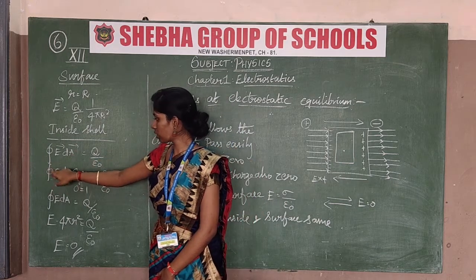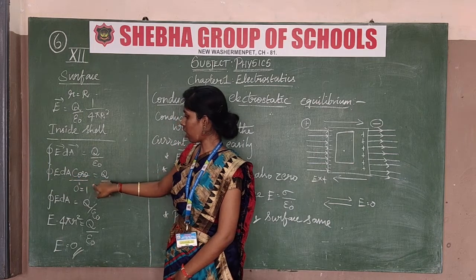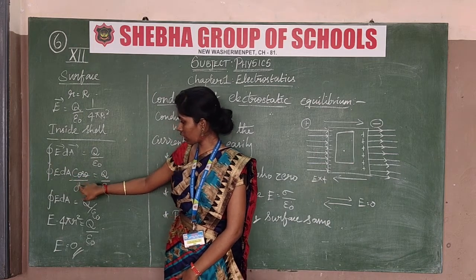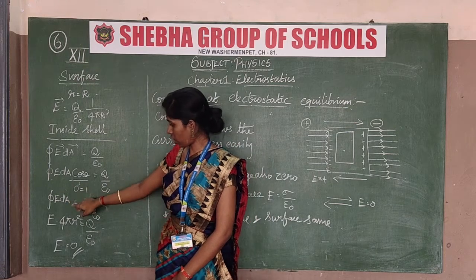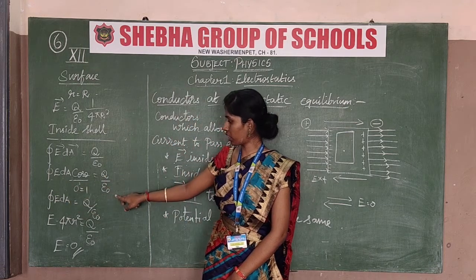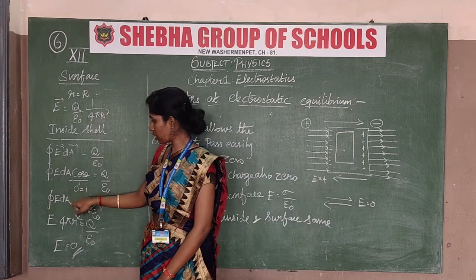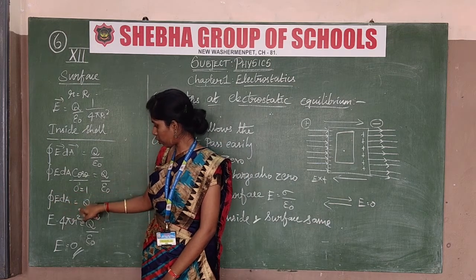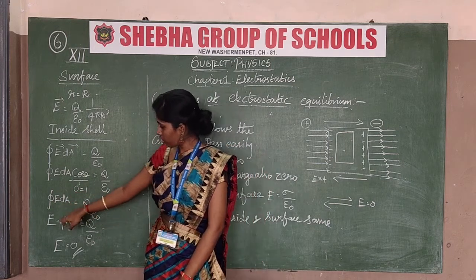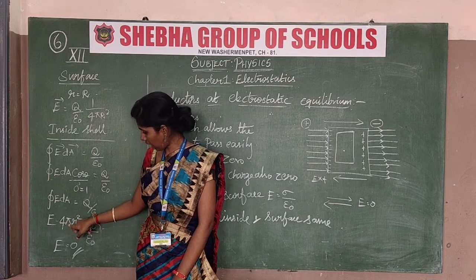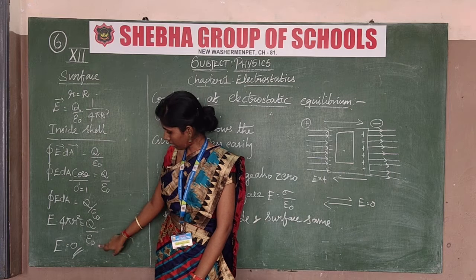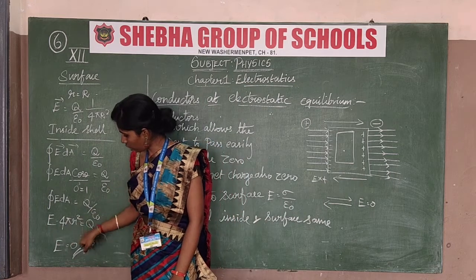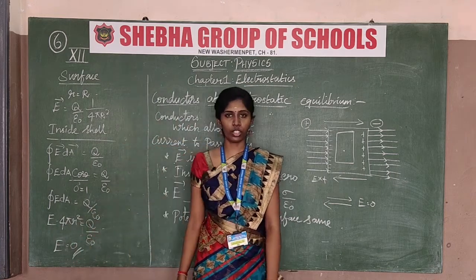So it's a closed surface, E dA cos theta, where theta is 0 degrees, so cos theta is equal to 1. So Q divided by epsilon naught. For a closed surface, the integral of E dA is equal to Q by epsilon naught. So E is equal to Q by epsilon naught times 1 by 4 pi R square, applied the same way. So here also the electric field E is equal to 0.